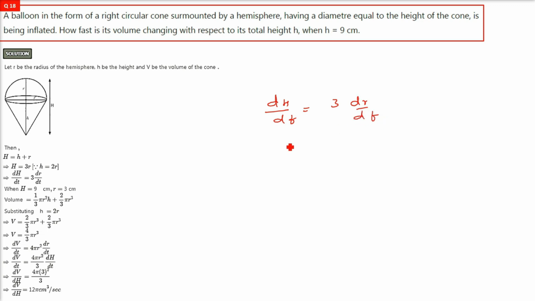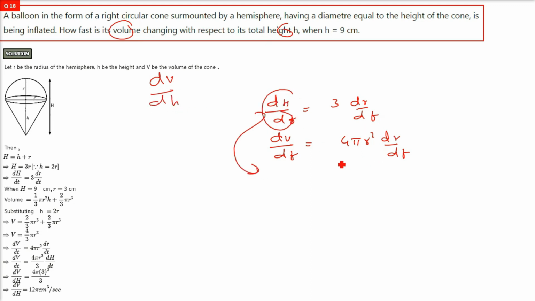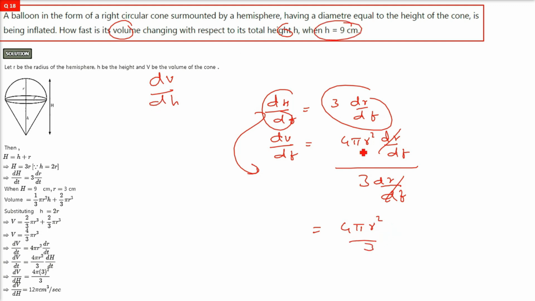This we have already done, and dV by dt is 4 pi r square dr by dt. Now we need dV by dH, that is d capital V by d capital H, not small h. I wrote small h by mistake, but it is capital H, the full height, while small h is the smaller height. Now you can cancel these out. The height is given as 9, and capital H is 3r, so 9 equals 3r, and r will be equal to 3.